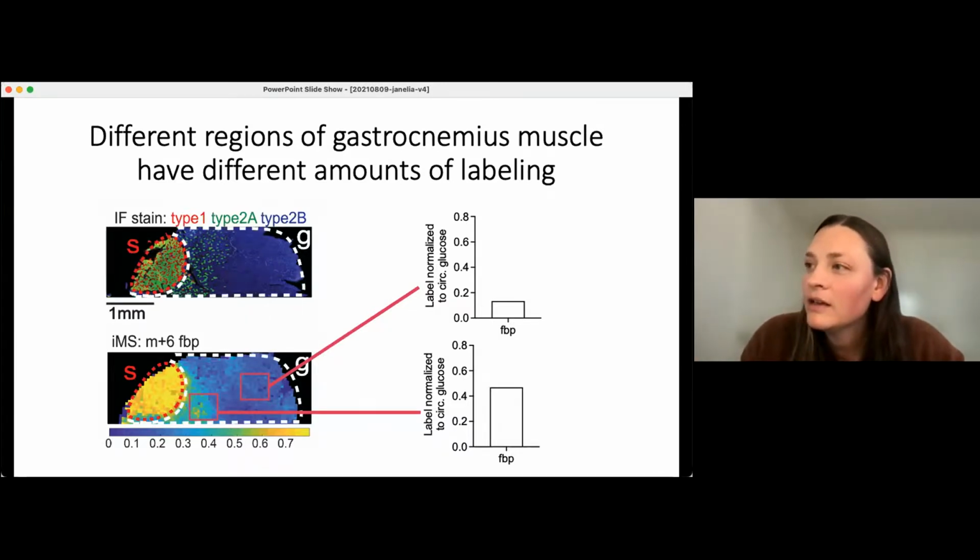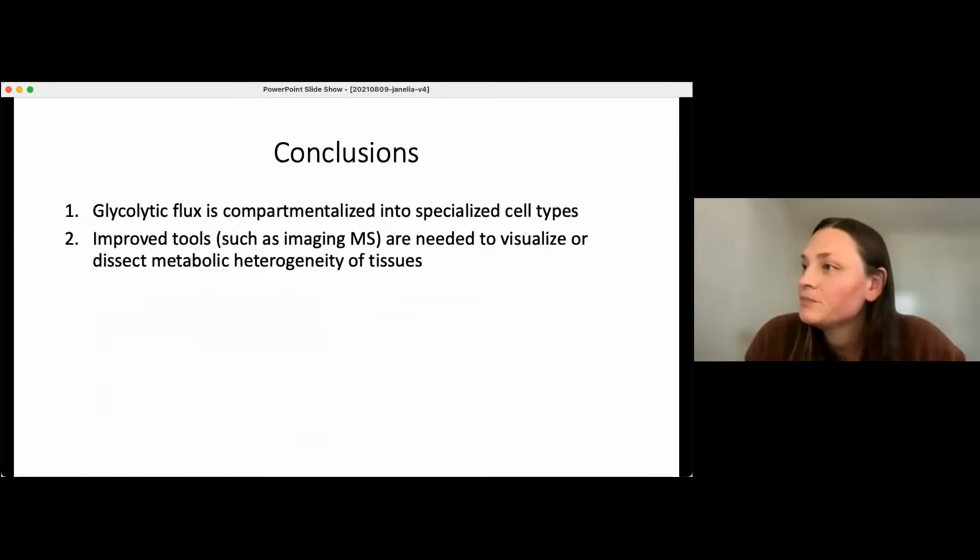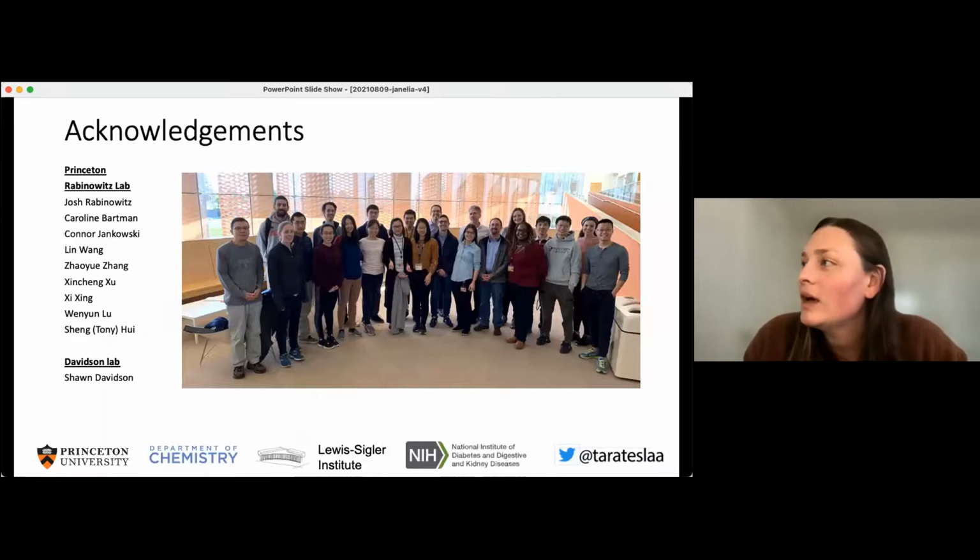So we think that imaging mass spec is one tool that we can use to start to dissect the heterogeneity of metabolism in tissues, although a lot of work needs to still be done to improve the resolution, as many other people have discussed previously. So in conclusion, glycolytic flux is compartmentalized into specialized cell types, and improved tools such as imaging mass spec are needed to visualize or dissect the metabolic heterogeneity of tissues. So I'd like to thank my lab and thank you for your attention.